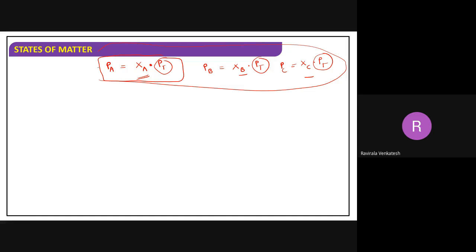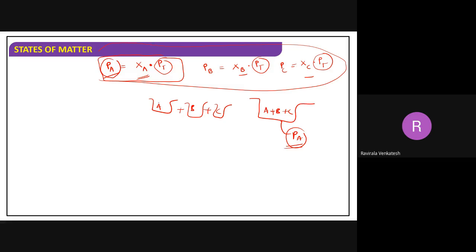Remember, what is the meaning of PA? It is the pressure of gas A in the mixture. Remember that one. For example, I have taken a container with A, B, C. What is the meaning of partial pressure of A? The pressure of the gas A in the mixture. This one is A, this one will be B, and this one will be C.